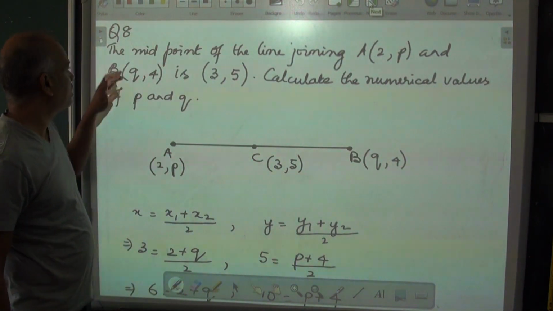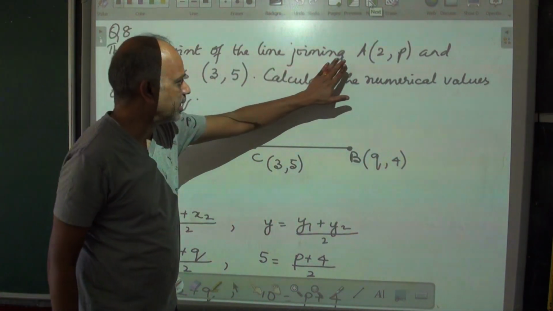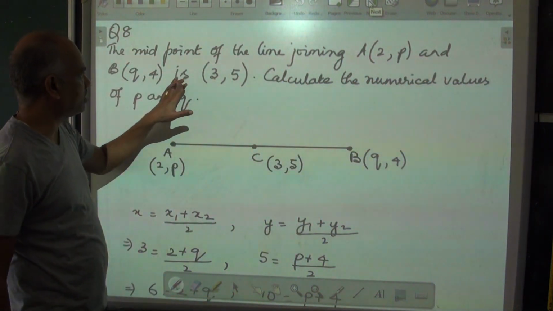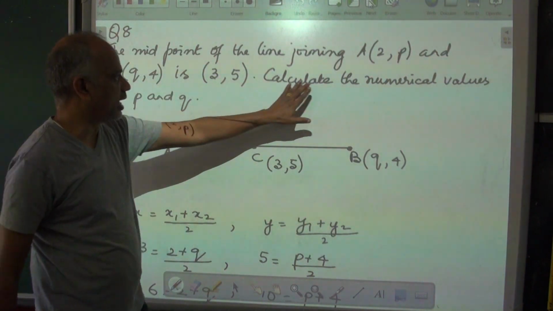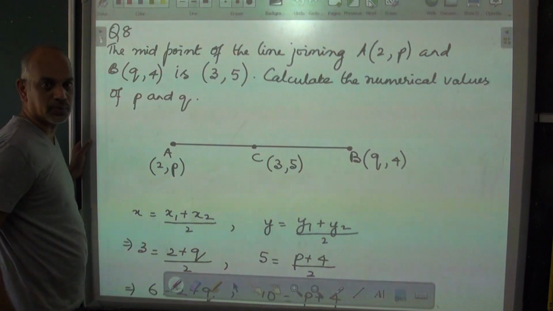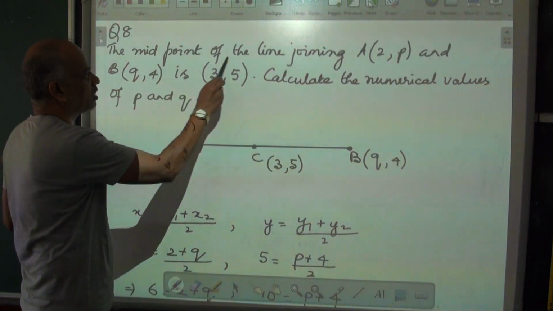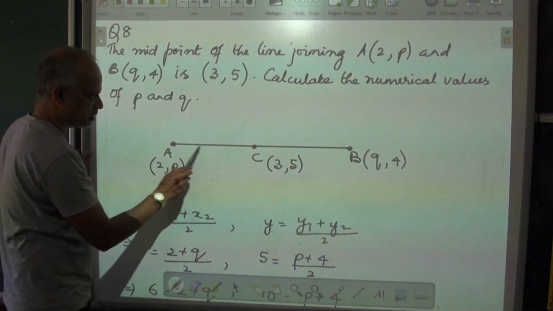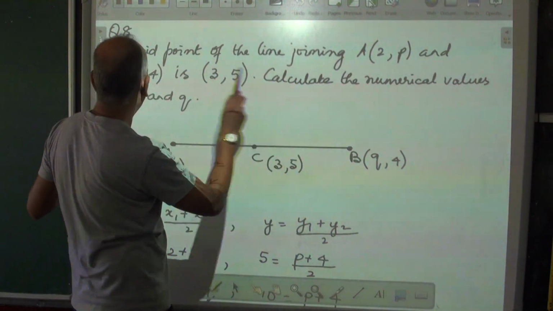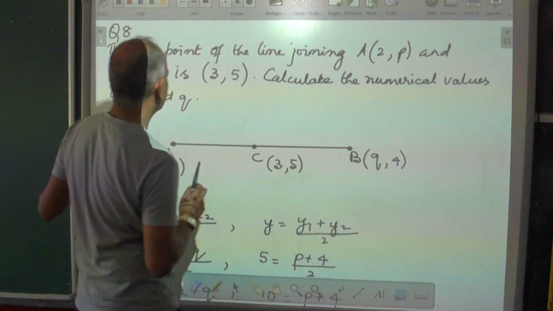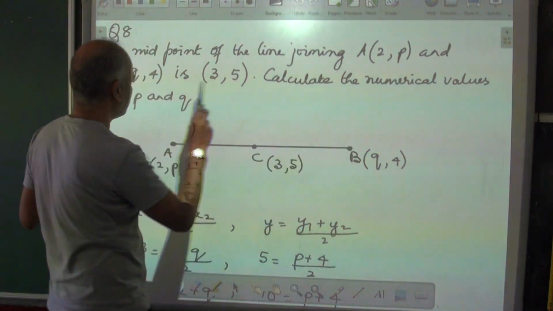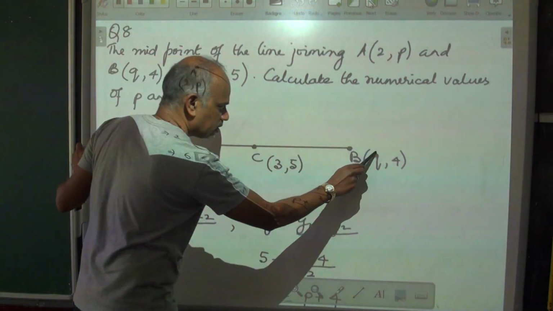Question number 8. The midpoint of the line joining A, whose coordinates are 2, p, and B, whose coordinates are q, 4, is 3, 5. Calculate the numerical values of p and q. You have to find how much is p and how much is q. There is a line joining A and B. A's coordinates are 2, p and B's coordinates are q and 4, and its midpoint is 3, 5.